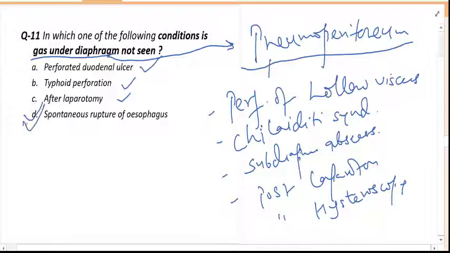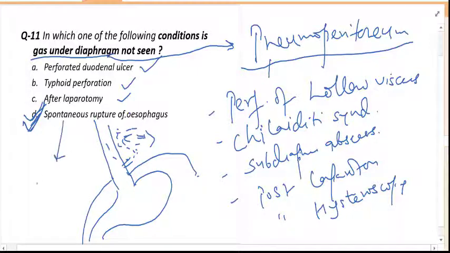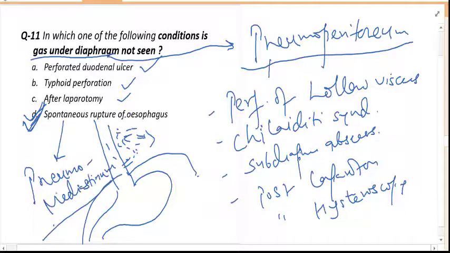Spontaneous rupture of the esophagus is our answer, because spontaneous rupture of the esophagus is basically Boerhaave syndrome, which mainly occurs in the thorax. This is the site of spontaneous rupture. So in this case, gas will go in the mediastinum, that will cause pneumomediastinum. So spontaneous rupture of esophagus will not lead to pneumoperitoneum, it will lead to pneumomediastinum, so hence this is our answer. The rest, all the options, you will find gas under diaphragm.